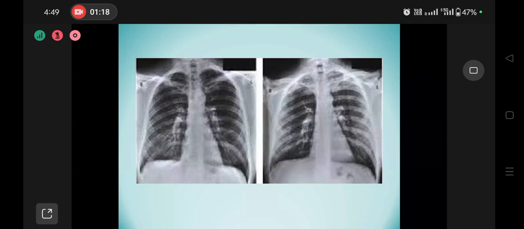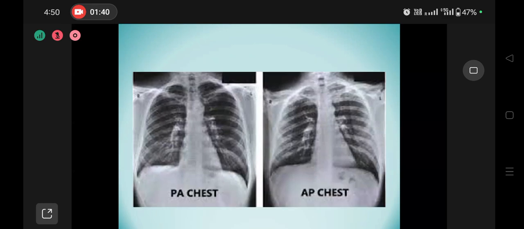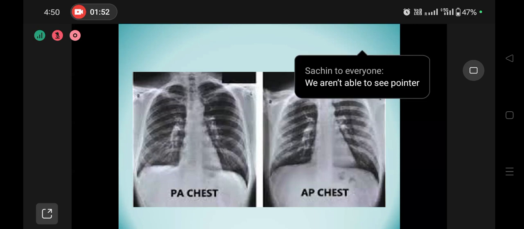Now here, the apex is not clear. The clavicles are oblique, and the ribs are partly obscuring the apical regions of the chest. And you can see that the scapula is overlapping the chest. Can you see the scapular border here and here? Therefore, the one on my left is a postero-anterior chest X-ray, which is what we want, and the other one is an anteroposterior chest X-ray.